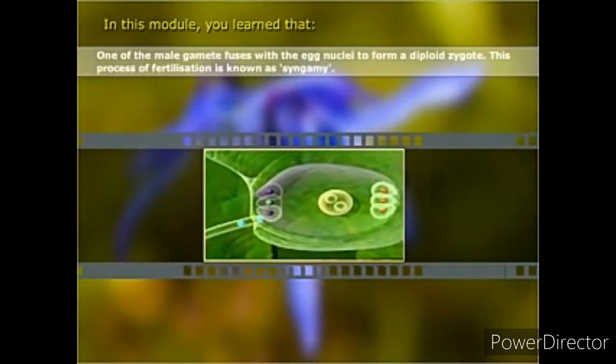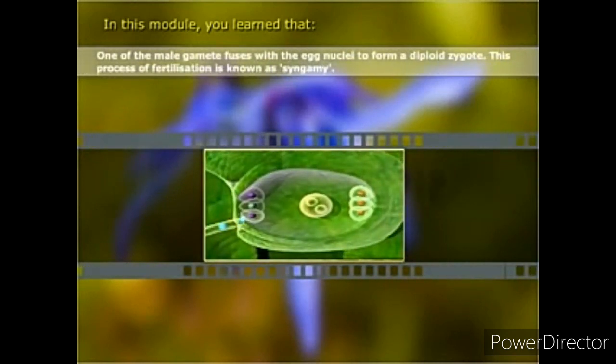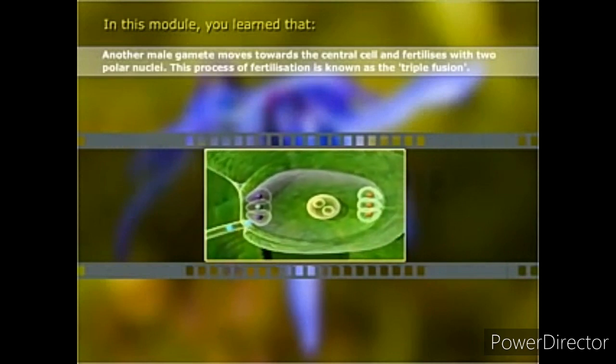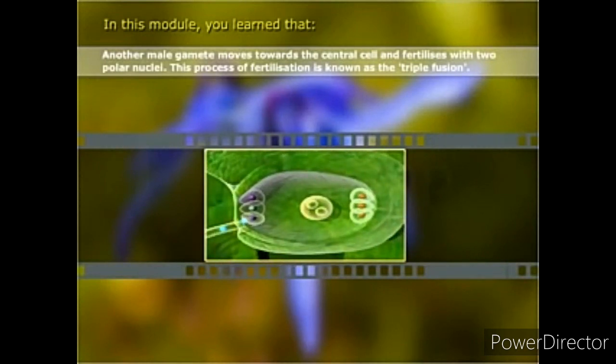One of the male gametes fuses with the egg nucleus to form a diploid zygote. This process of fertilization is known as syngamy. Another male gamete moves towards the central cell and fuses with two polar nuclei. This process of fertilization is known as triple fusion.